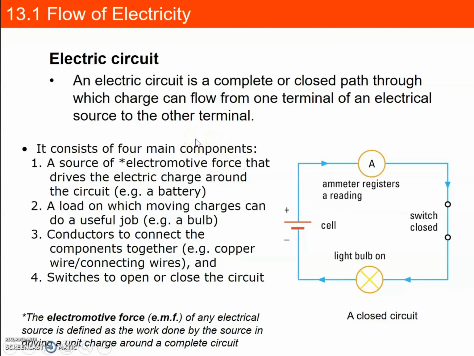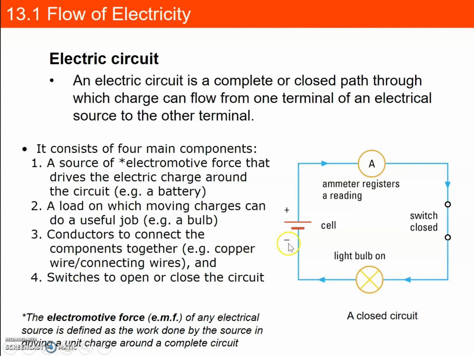And in an electric circuit, there are four main components. First, you have a source of electromotive force or EMF that drives the electric charge around the circuit. So this source can be your cell or your battery. Two, a load on which the moving charges can do a useful job, for example, a light bulb. So when the charges pass through this load, it can light up the bulb, do something useful with it.